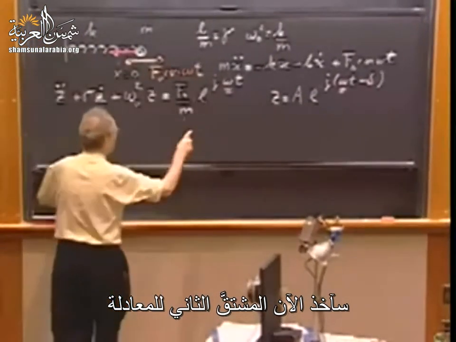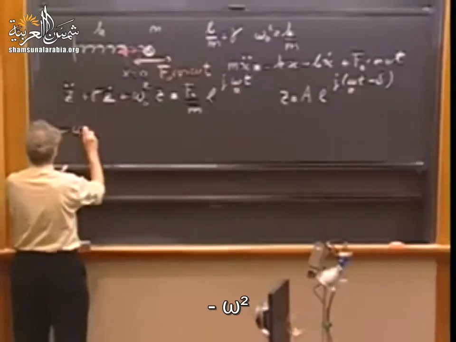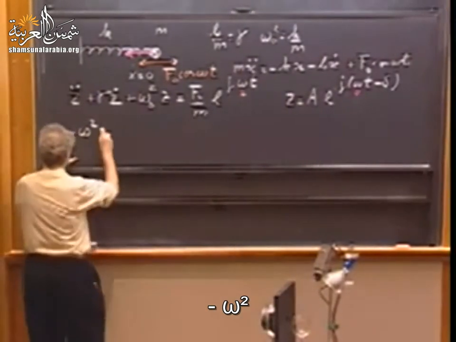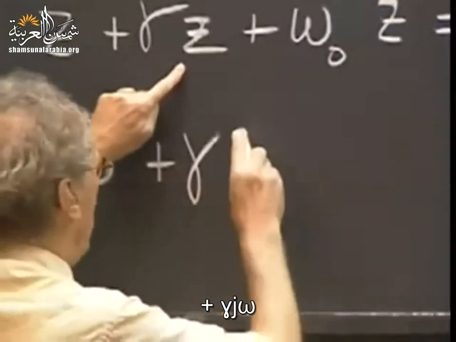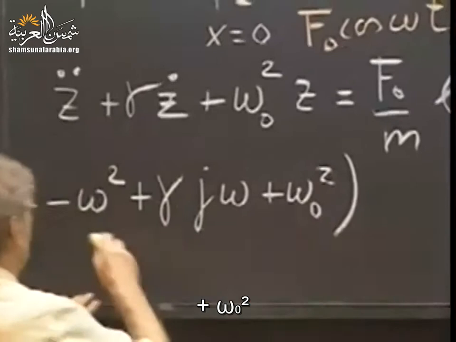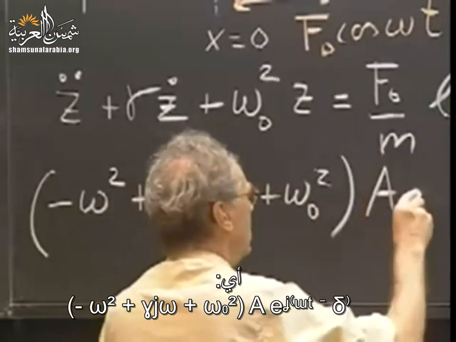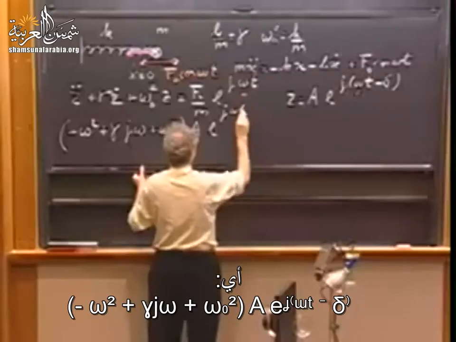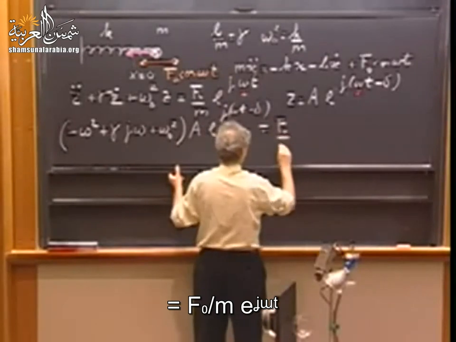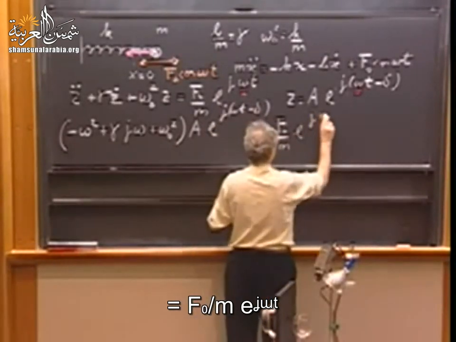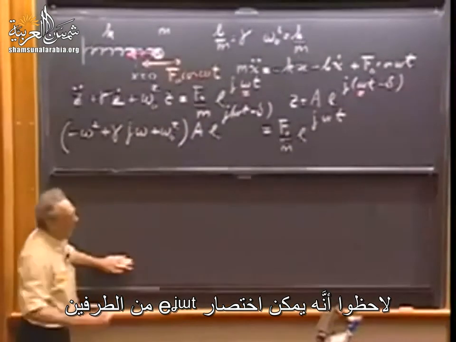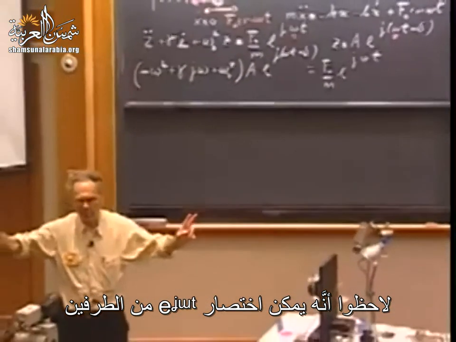So now I'm going to take the second derivative, so I get minus omega squared. j omega comes out twice, so I get minus omega squared. Then I get plus gamma times j omega. Then I get plus omega 0 squared. And that whole thing is multiplied by A times e to the power j (omega t minus delta), and that now equals F0 divided by m times e to the power j omega t. So the whole thing is now in the complex plane. And you see that e to the power j omega t cancels on both sides.